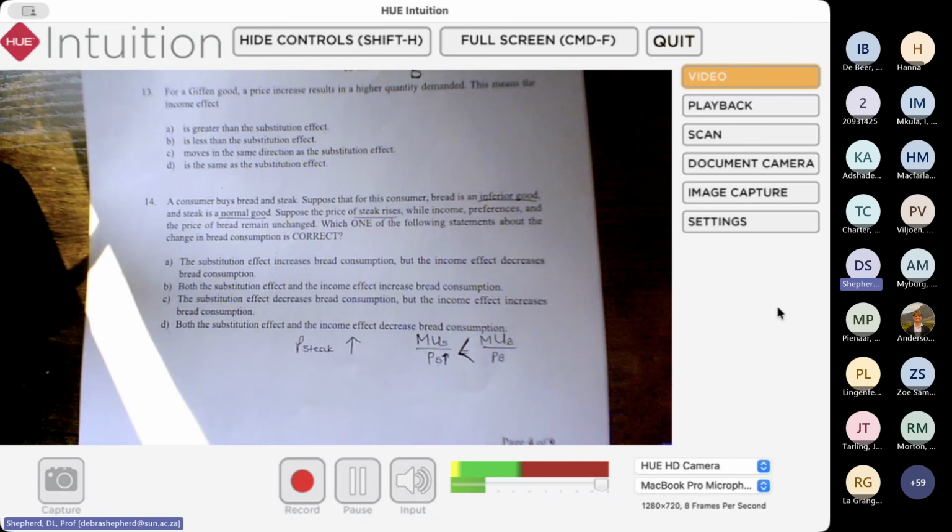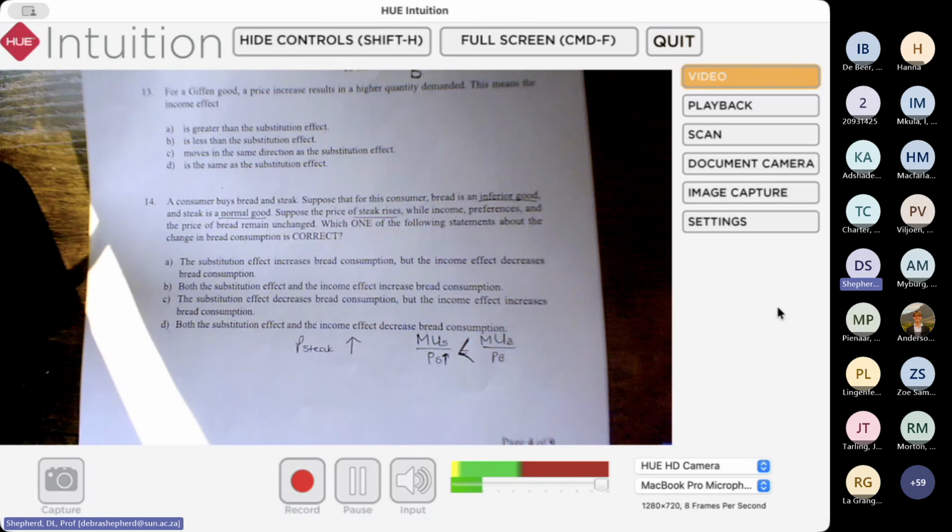Okay, so we haven't talked about the income effect yet. So B is still in the game. C says the substitution effect decreases bread consumption. C is automatically out. And then D says both the substitution effect and the income effect decrease bread consumption. D is also out. So now we only have to reason between A and B.